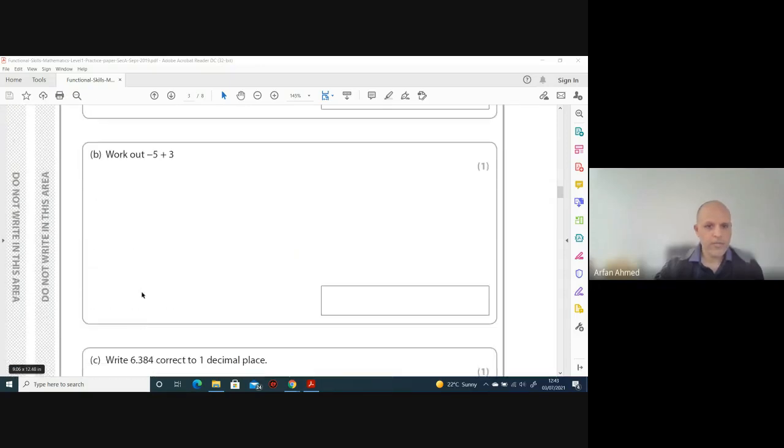Part B, work out -5 plus 3. I would use the number line for this. If you're not sure, let's use the number line. A lot of people did get this wrong. Remember, it's not 5 take away 3, which a lot of people put 2 for this one. So it's not positive 2 for your answer.